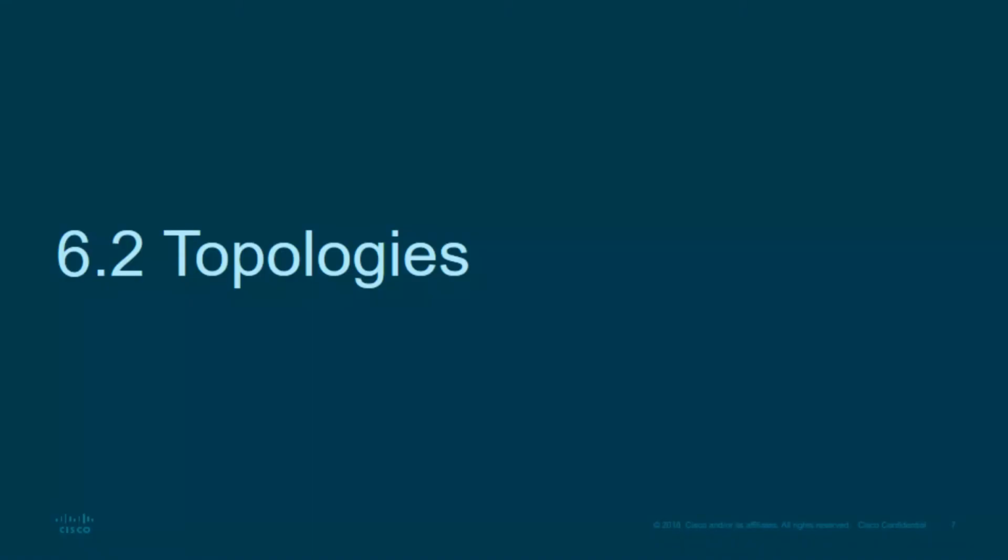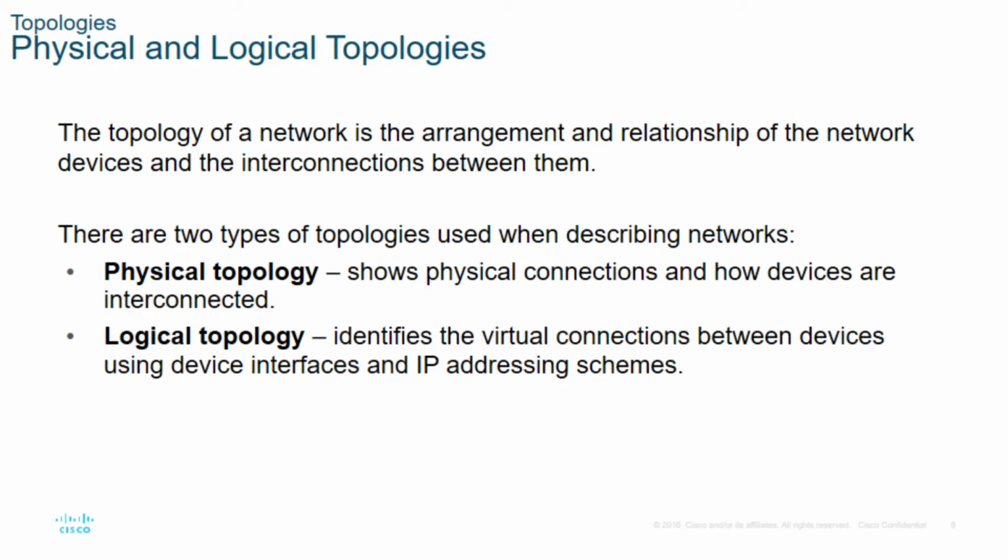Now, topologies. As you learned in the previous topic, the data link layer prepares the network data for the physical network, and it must know the logical topologies for a network in order to determine what is needed to transfer frames from one device to another. This topic explains the ways in which the data link layer works with different logical network topologies, right? The topology of a network is the arrangement or relationship of the network devices and the interconnections between them.